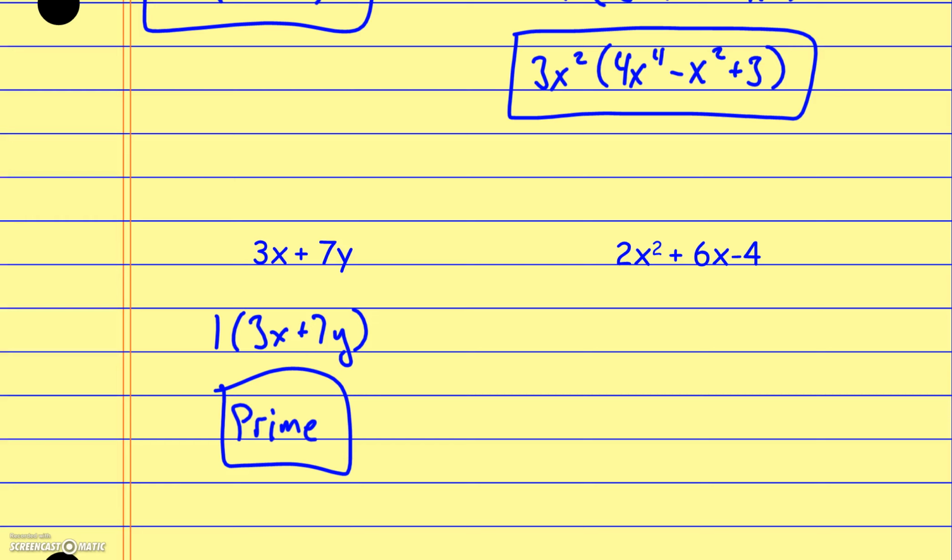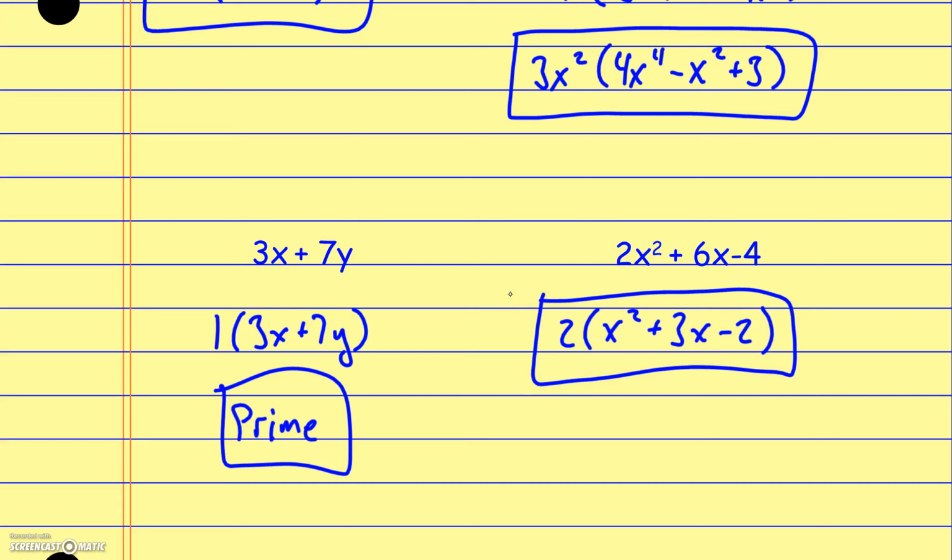If I look at this next one, again, the greatest common factor here as I look through between the numbers is going to be a 2. And then because that minus 4 doesn't have an x, that's it. I can just factor a 2 out. That leaves me with an x squared plus 3x minus 2. And that's really all I can do for this one. This one doesn't factor any further.